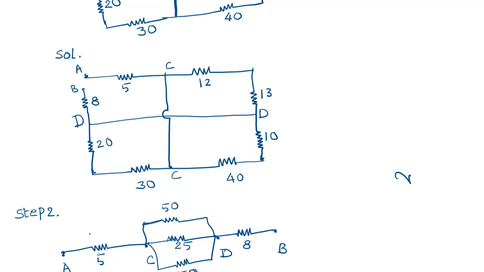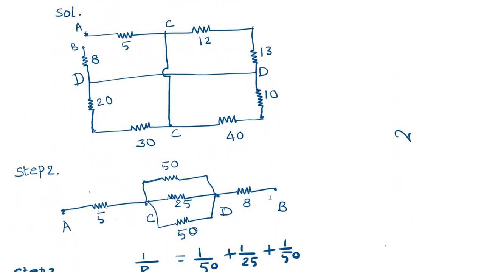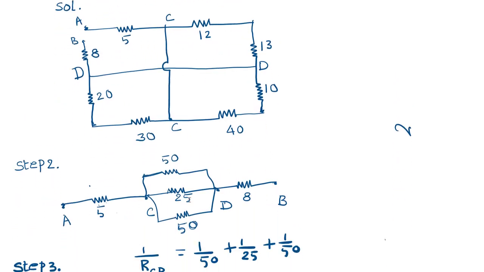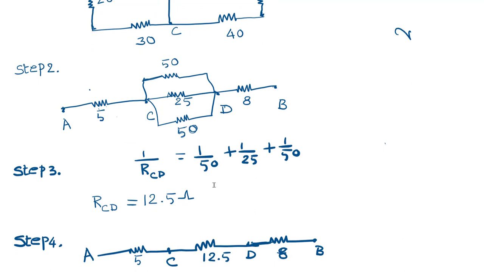Next, what is the element between D and B? This is B, this is D. What is the element connected? It is 8 ohms. So we draw 8 ohms here like this. So this complicated circuit is simplified to the circuit like this. 3 resistors connected in parallel and the other two resistors are in series with the resultant of these 3 resistors.